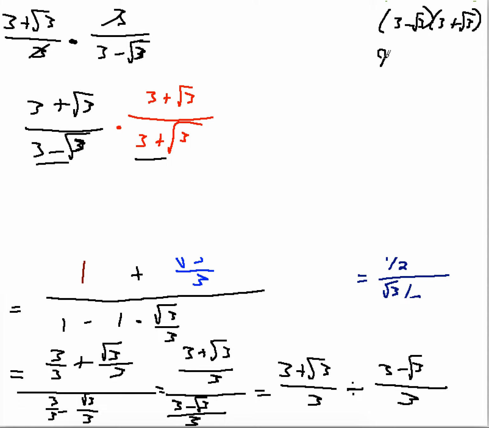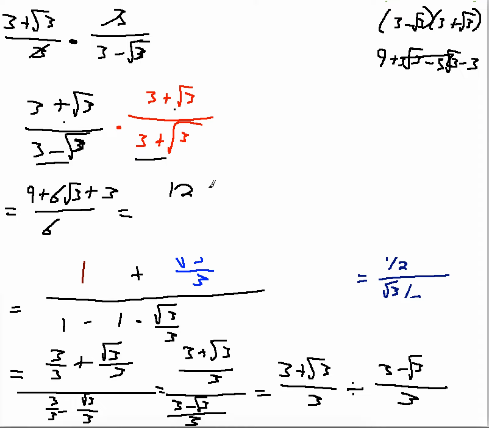Multiply those two binomials, get 9 plus 3 square roots of 3 minus 3 square roots of 3. So the middle terms cancel, minus 3. So you get 6 on bottom. Let me just double check that. I did that fast. 9, then 3 square roots of 3 minus 3 square roots of 3 cancel out, so minus 3. So that's 6 on bottom. And up top, when you multiply this times this, you're going to get 9 plus 6 square roots of 3 plus 3. So that simplifies to 12 plus 6 square roots of 3 over 6.